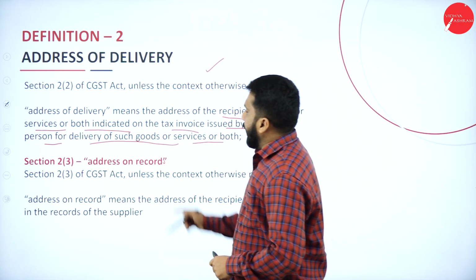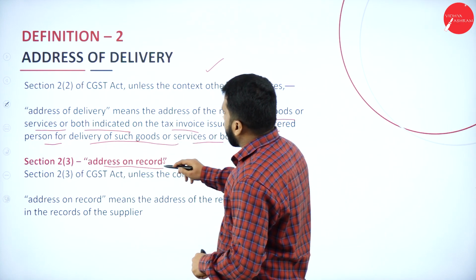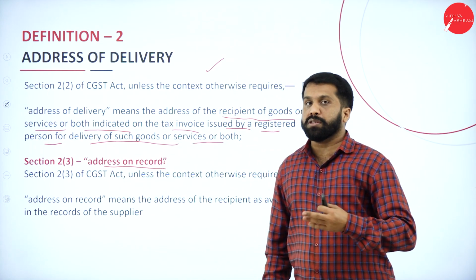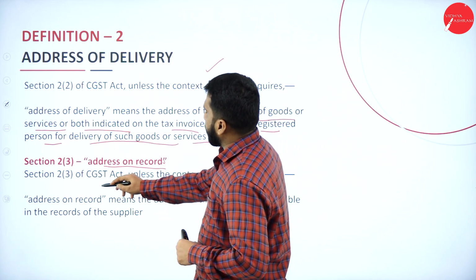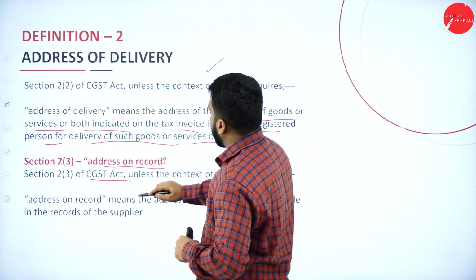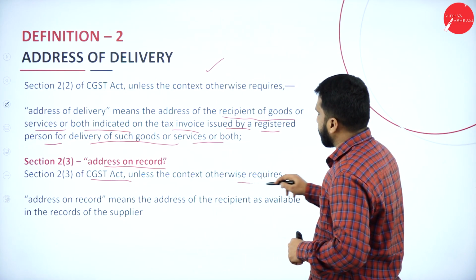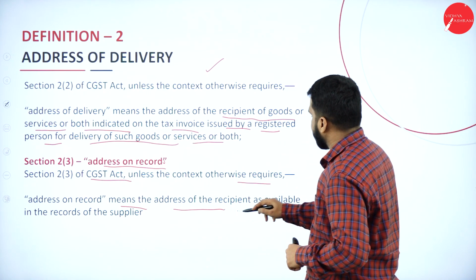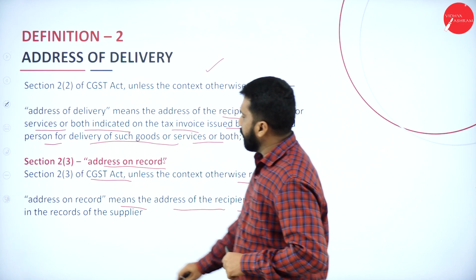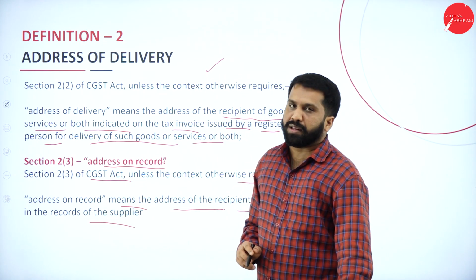Now, along with address of delivery, you have address of record also. It is one of the sub definitions. Section 2(3) of the CGST Act, unless the context otherwise requires, address of record means the address of the recipient as available in the records of the supplier.